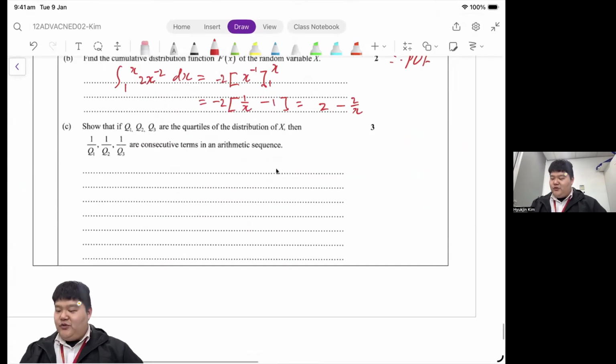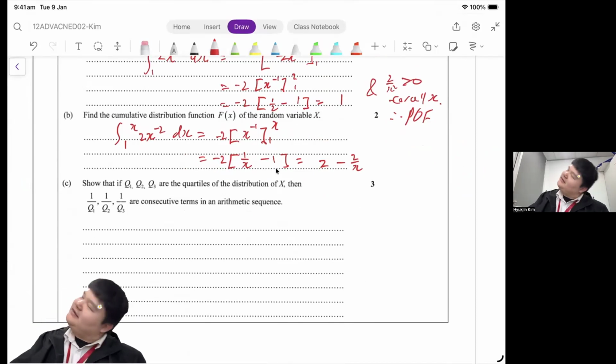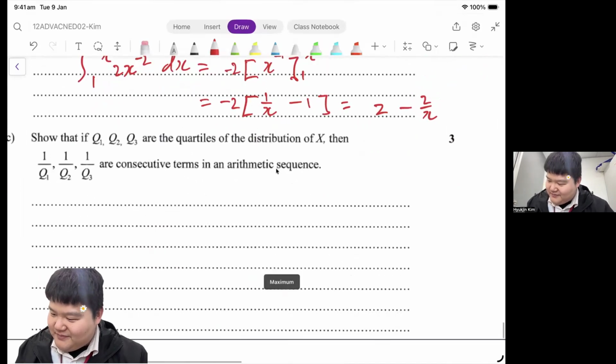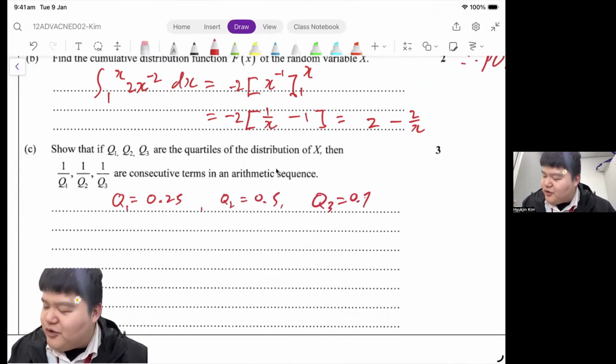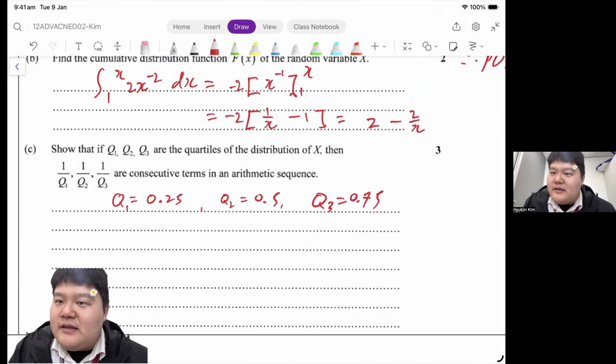So that if Q1, Q2, Q3 are quartiles, Q1 equals 0.25, Q2 equals 0.5, Q3 equals 0.75. You know, I mean, the CDF equals to that, right? I'm not just saying that's the value.